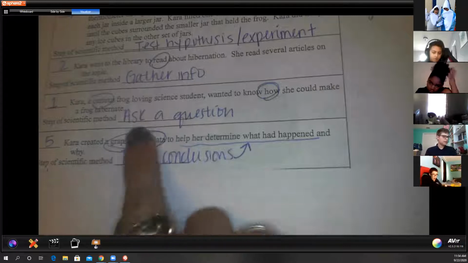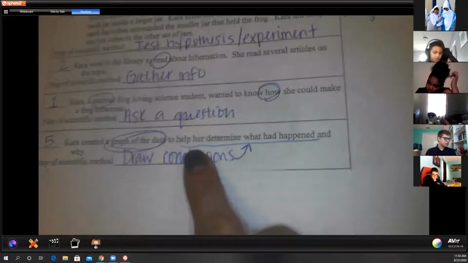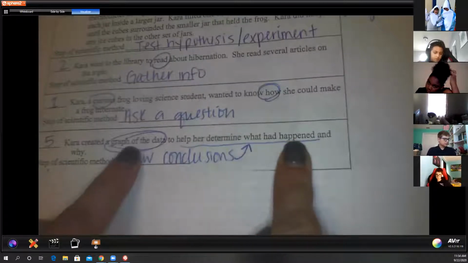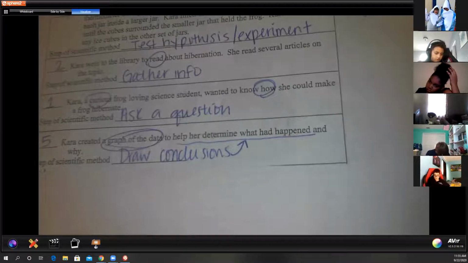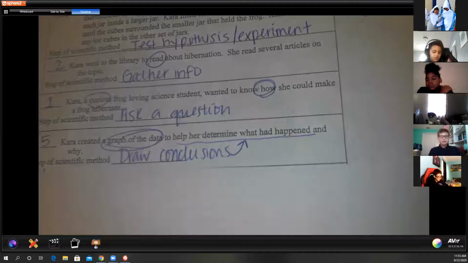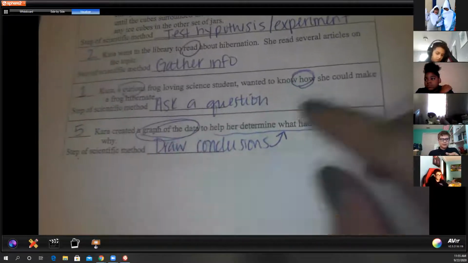Kara created a graph of the data to help her determine what had happened and why. Her determining what had happened from the data is her drawing conclusions. Not physically like drawing, but, you ever play a card game and they say draw a card? What they mean by that is like collect, right? Collect a card. So we're going to collect conclusions, look at our data and come together with some conclusions.